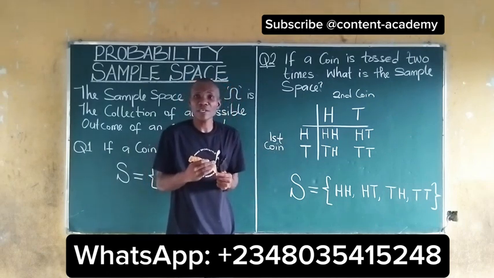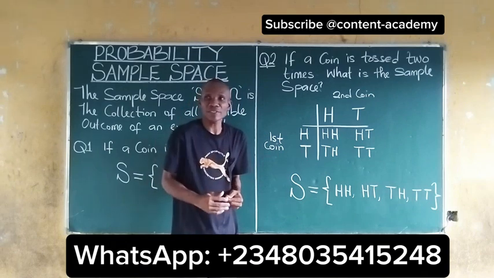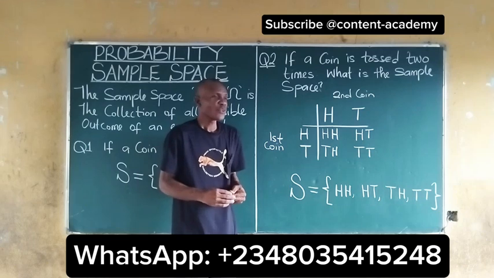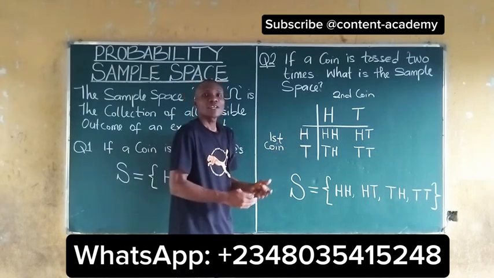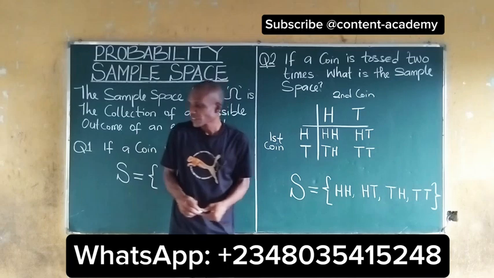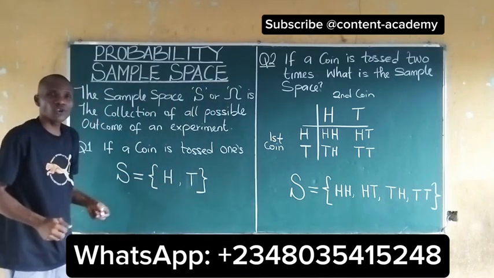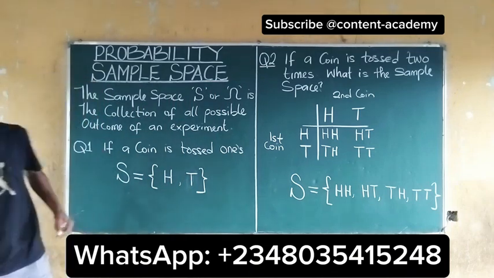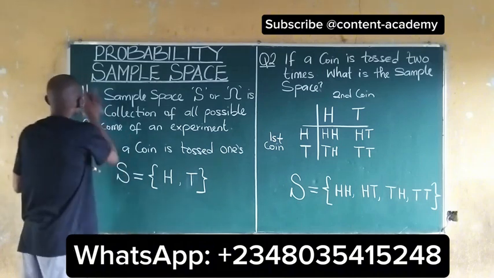How about if you toss a coin 3 times? What can we get as the sample space? So invariably, we are now teaching how we can get the sample space of a coin. We move over to this other side of the board to show the sample space of a coin that is tossed 3 times.